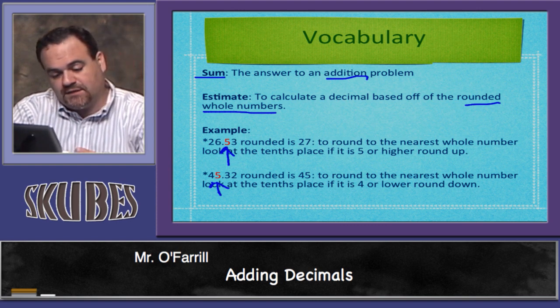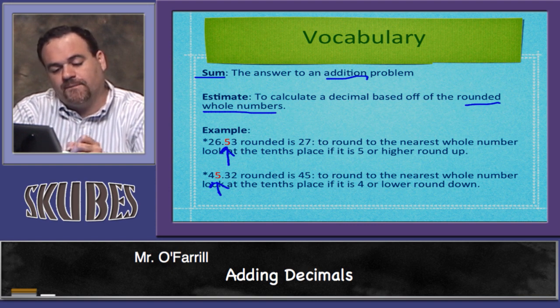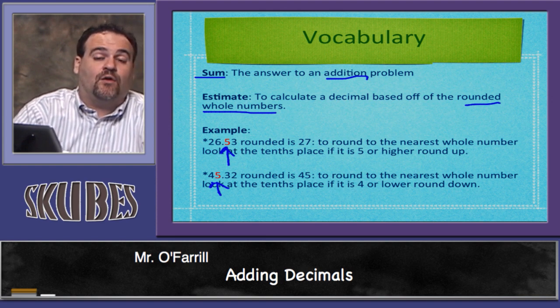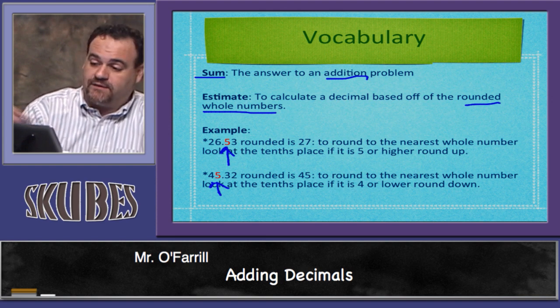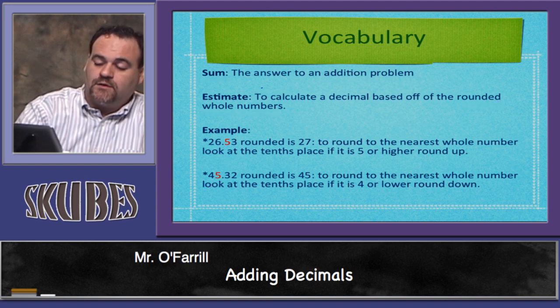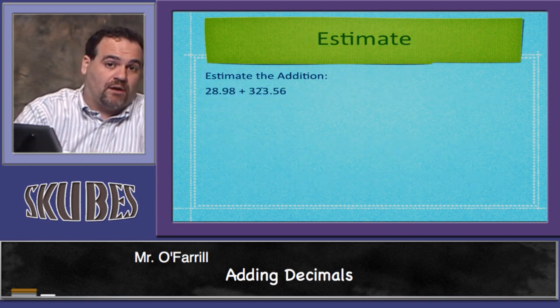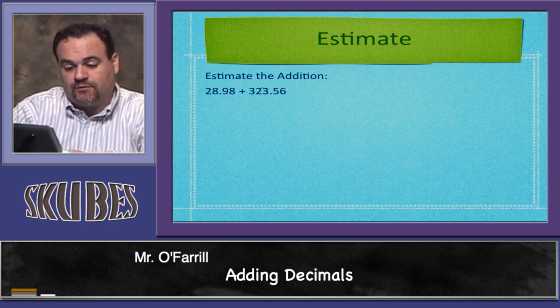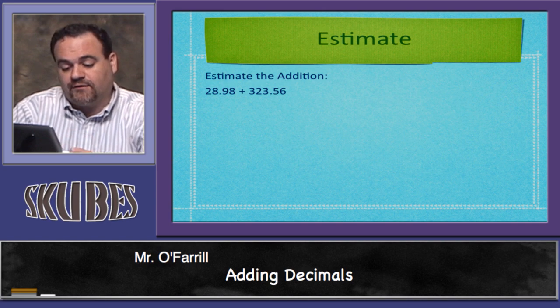But here, the place that you really want to look at is the location of the decimal. In fact, that's going to be a major theme in all of this lesson: where is that decimal point? So let's start with a few quick estimation problems. We have 28.98 plus 323.56.